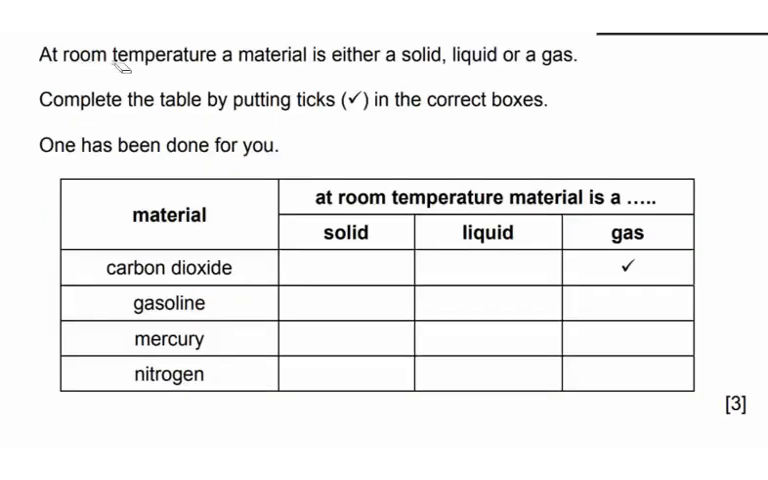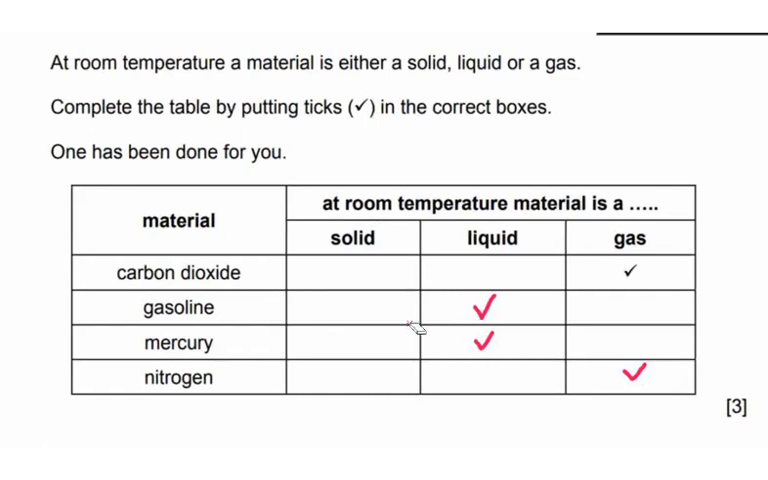Question 4. At room temperature, a material is either a solid, liquid, or a gas. Complete the table by putting ticks in the correct boxes. One has been done for you. Materials: carbon dioxide, gasoline, mercury, nitrogen. The answer is gasoline is a liquid, mercury is a liquid, and nitrogen is a gas. None of them is solid.